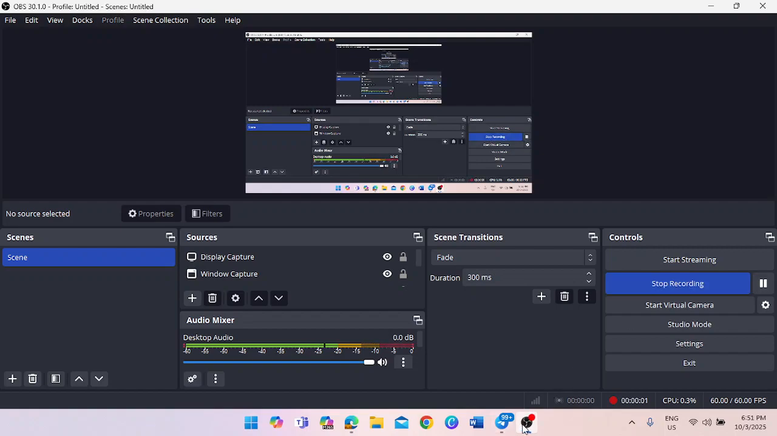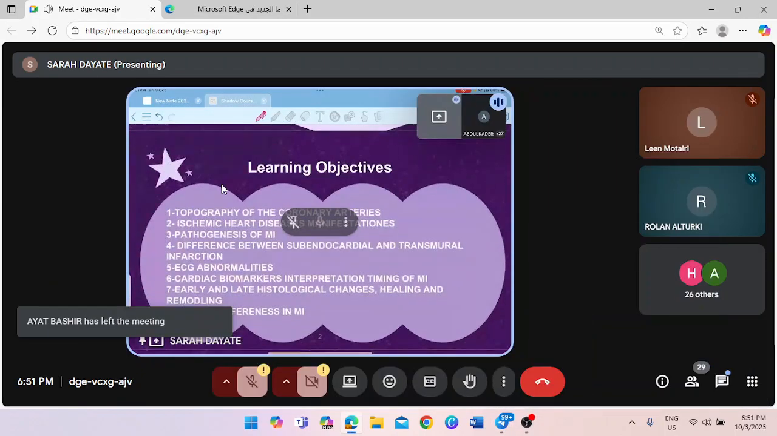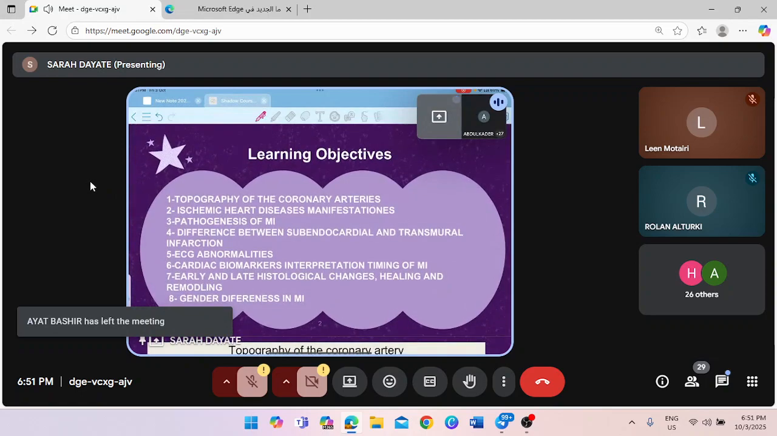Today, inshallah, I'll be explaining chest pain. Case 2, these are the learning goals that we will go through.